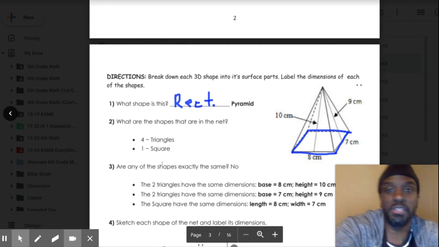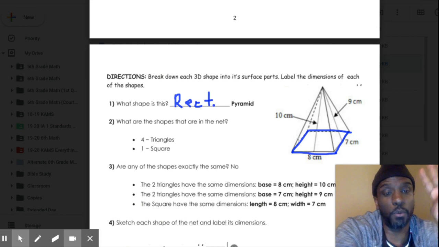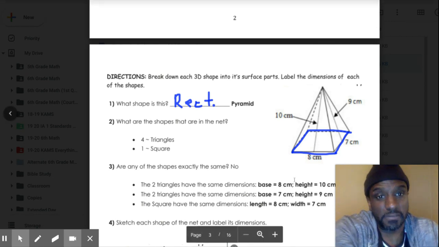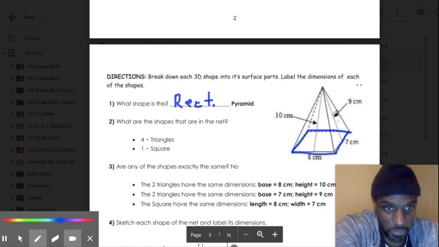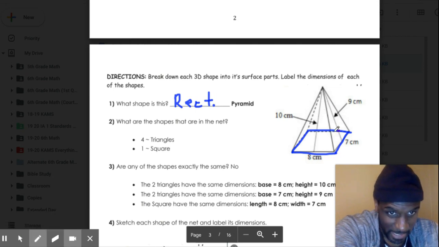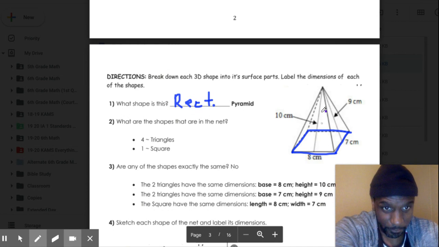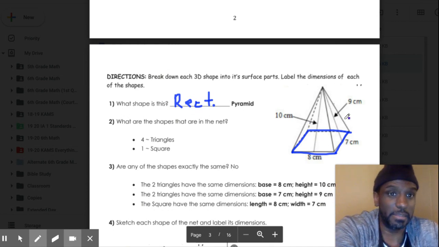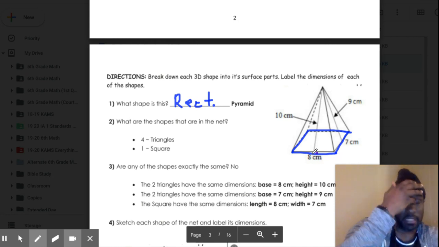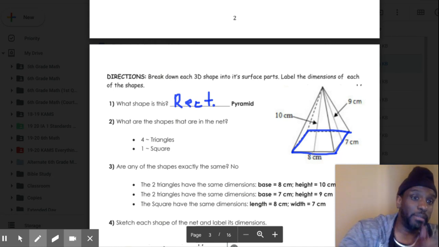What are the shapes that are in the net? Well, I have 4 triangular faces. 1, let me get my pointer here. 1, 2, there's a back side and there's a left side. So this is the right side. This is the front face. This is the left side over here. And this is the back side. Okay. So if you hear me say left or right in your work, then that's what I'm talking about.